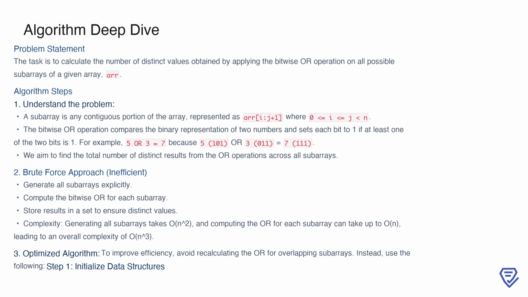The brute force approach involves generating all subarrays, calculating the OR for each, and storing unique results in a set. However, this approach is inefficient, with a time complexity of O(n^3), because generating subarrays takes O(n^2) and calculating the OR can take O(n) for each subarray. To optimize, we aim to avoid redundant calculations by leveraging overlaps in subarrays and reusing previously computed results.